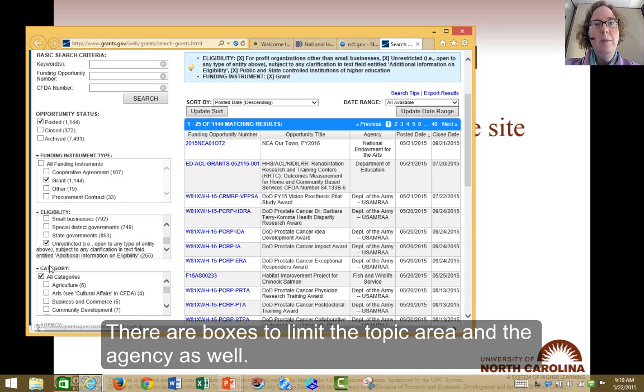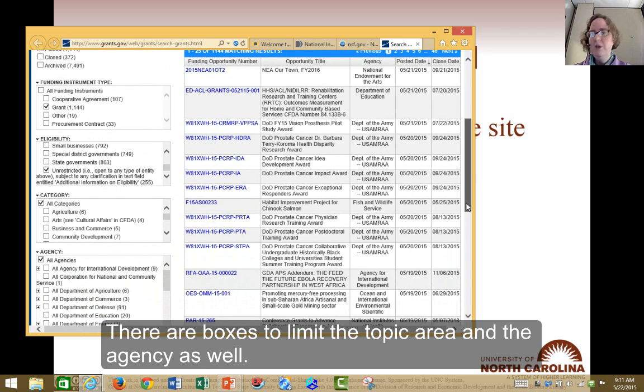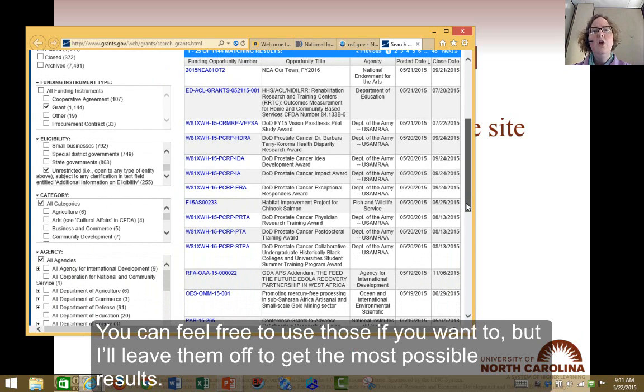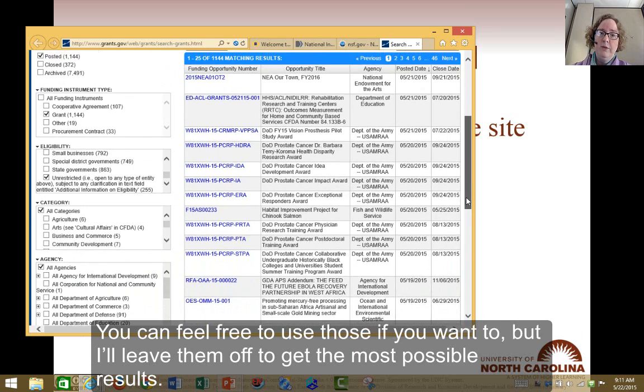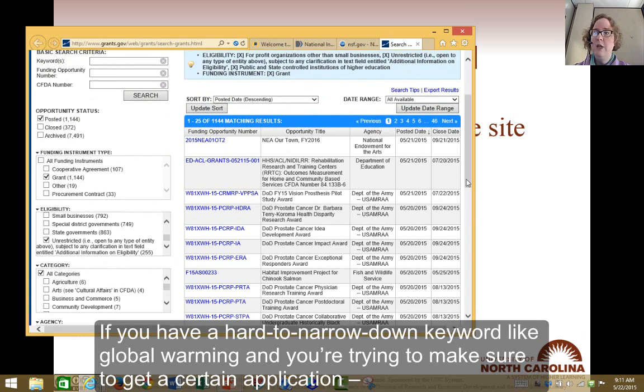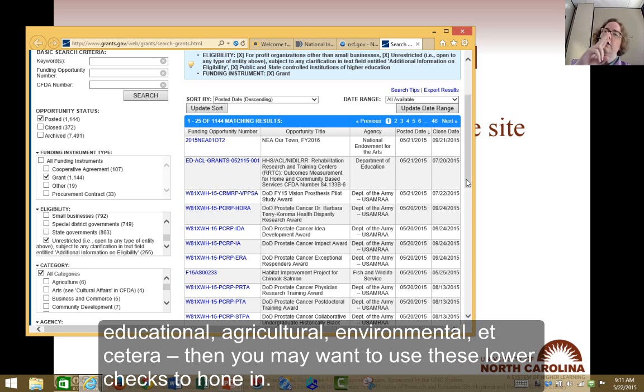There are boxes to limit the topic area or category and to limit to specific agency as well. You can feel free to use those if you want. I'll be leaving them off to get the most possible results. But if you have a hard to narrow down topic, like global warming, and you're trying to make sure to get a certain application area of that, like educational or agricultural or environmental, etc., then you may want to use those lower checks to help narrow it down.